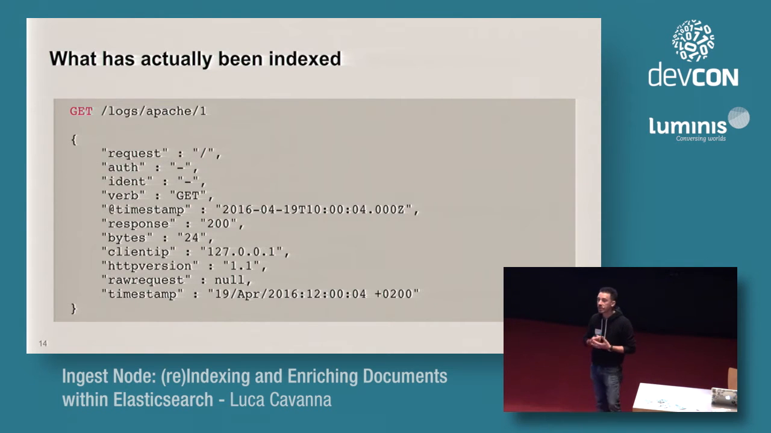And once we index this document, what gets into the system is this enriched document with many more fields, which is what we already saw in the beginning. So the enrichment has happened, and that's what we have in the search engine.